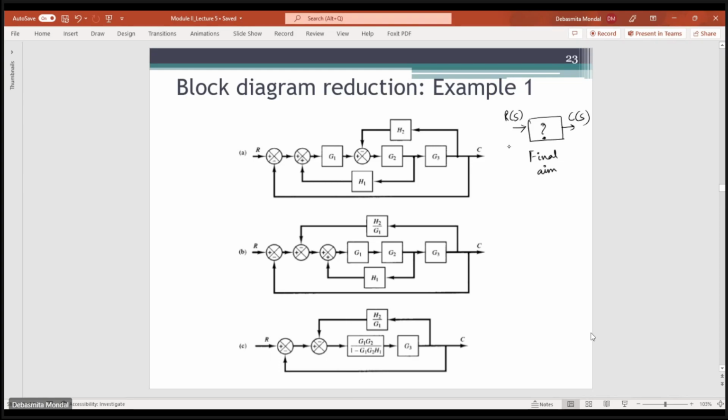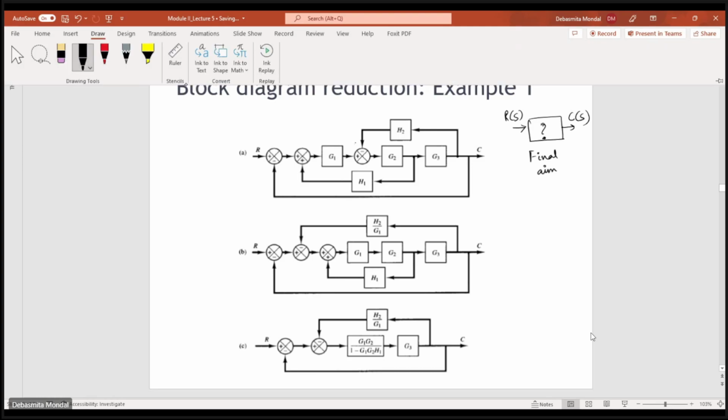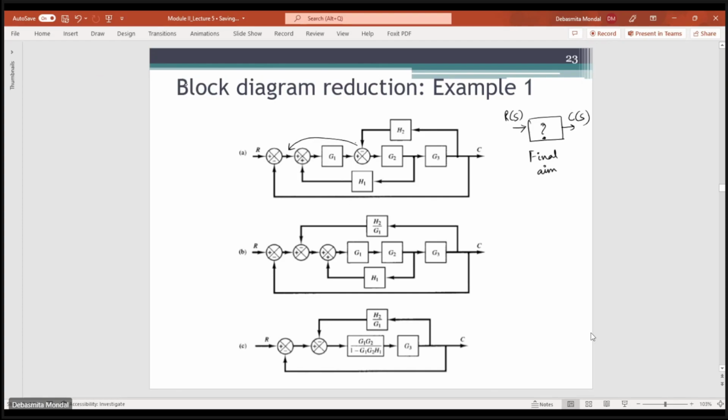Now this block gets moved first to here, and then you can just interchange. I am actually moving this whole thing from here to here. So I'm moving this summing point before this block and then before this another summing point. So H2 now will be replaced by H2 by G1, and the connection comes over here.